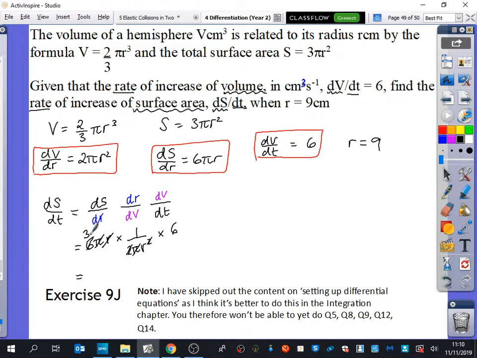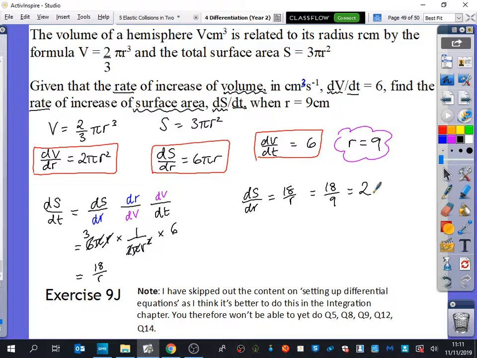So on the numerator, we've got 3 times 1 times 6, which is 18. And on the denominator, we've got r. So it simplifies really, really nicely. So that tells us that ds by dr is 18 over r. The only fact that we haven't used, though, is that they told us r was equal to 9. So when r is equal to 9, we have 18 over 9, which is 2.